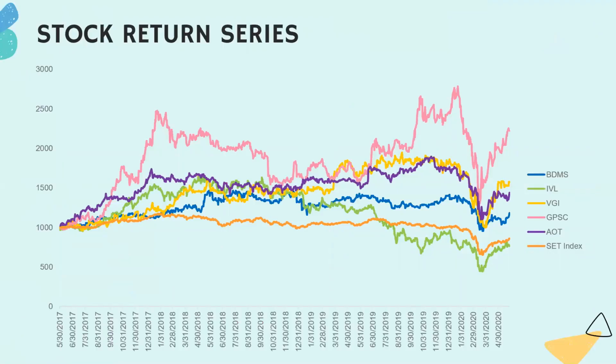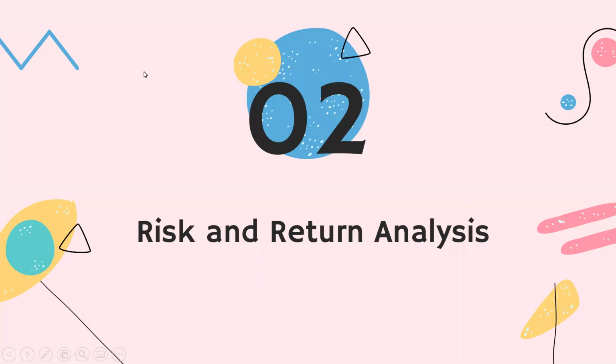This is the stock return series. As you can see, the allocation of stocks we put on our optimal weight is the top 3, which is GPSC for the first ranking, VGI, and AOT. And now let's move on to the risk and return analysis.